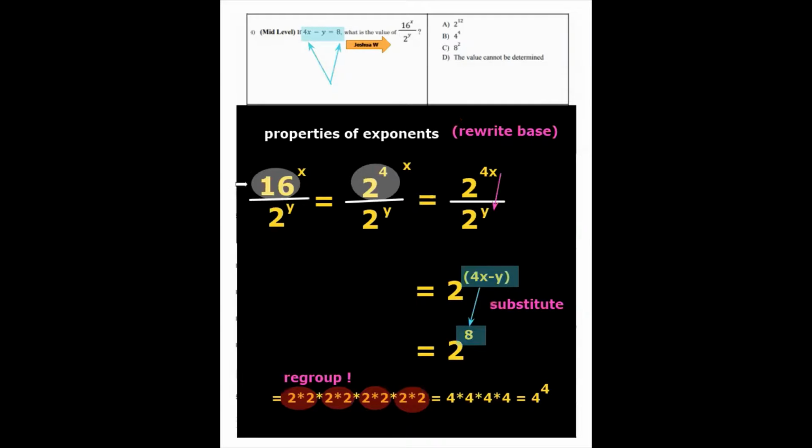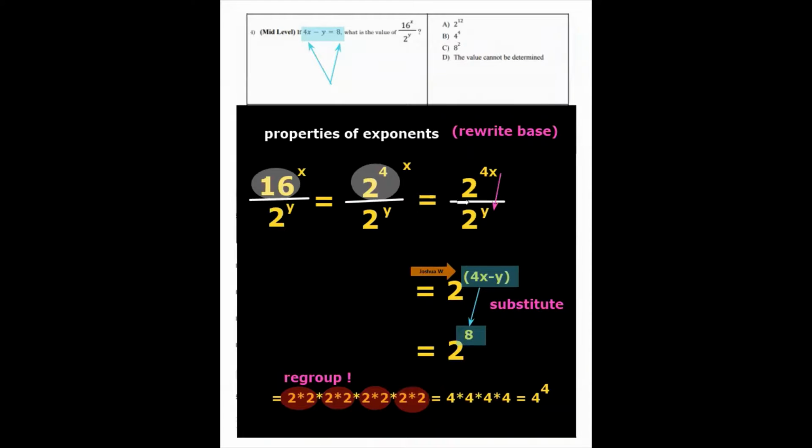First thing we're going to do is rewrite the base, 16 in the numerator, cleverly, so it's the same as the denominator, as a 2. Well, 2 times 2 times 2 times 2 is 16, so we write it as 2 to the 4th power. Now we have (2 to the 4th power) to the x, which is 2 to the 4x, and the denominator is 2 to the y. By the subtraction rule for quotients of exponents, we have 2 to the (4x minus y).